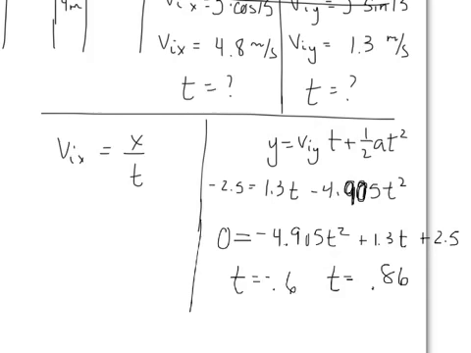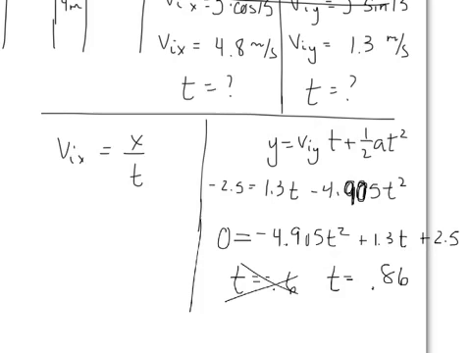So, we reject the negative solution of time, and we only use the positive solution of time, 0.86. Is that clear? We reject the negative answer that we got as one of our roots, and we only use the positive because we're looking for time.